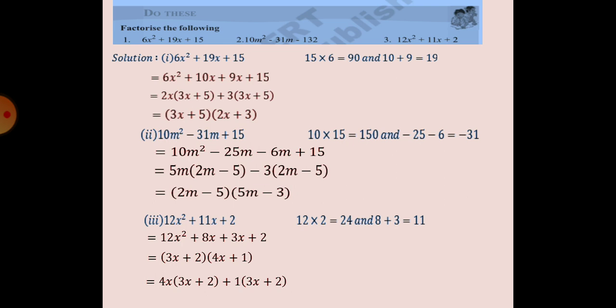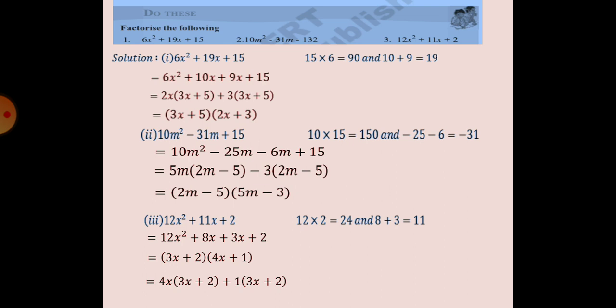The first question is 6x square plus 19x plus 15. Here the x square coefficient is 6. It is not a perfect square. And the third constant term is 15. It is also not a perfect square. So this question is not in any form of identity. So like in 8th class, we will be finding the factors.